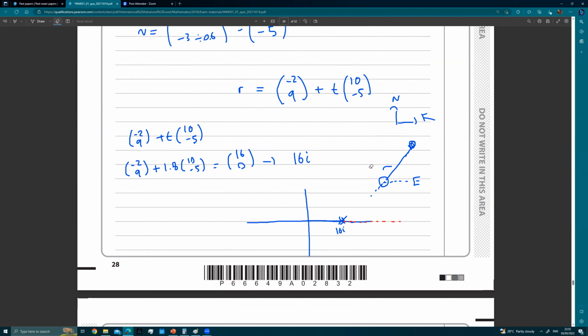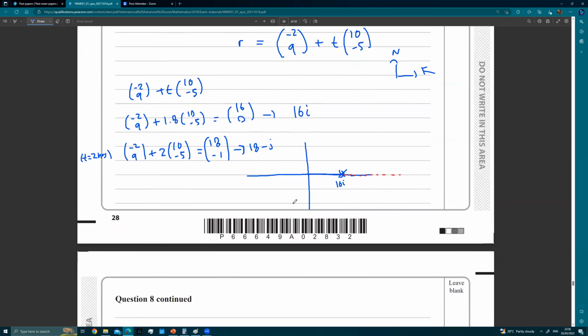So first of all, what we're going to do is let's work out where would the ship be 2 hours later. So we're going to use the position vector again, this time for T is equal to 2 hours. So you're going to have -29 plus 2 hours multiplied by 10 minus 5. This gives you -2 plus 20 is 18. 9 minus 10 is -1. So it's just 18i minus j. So let's plot both of these in a diagram so we could understand where the lighthouse might be, the position of the lighthouse.